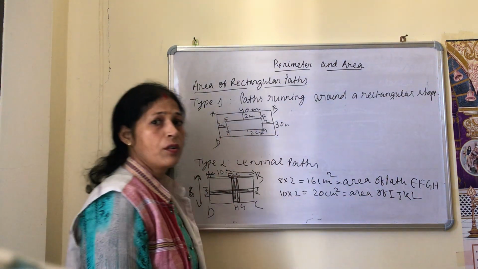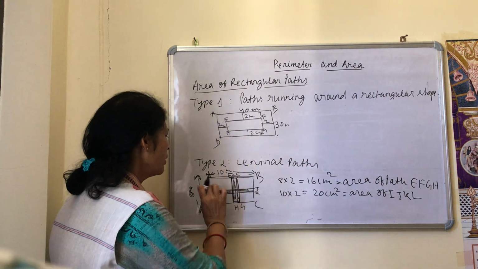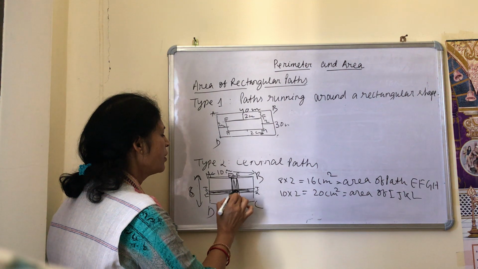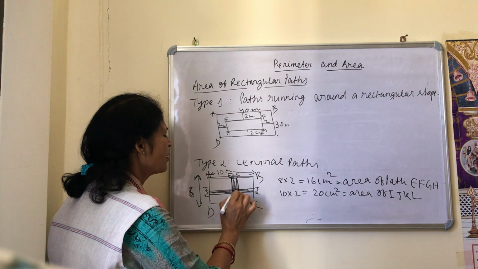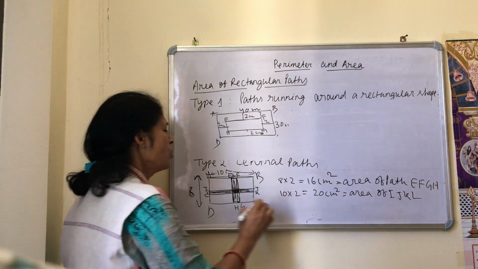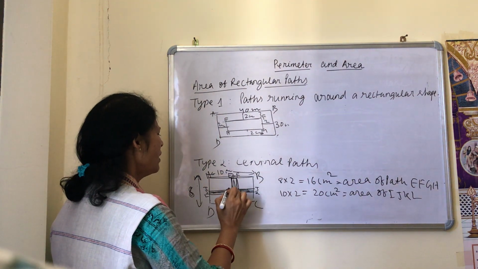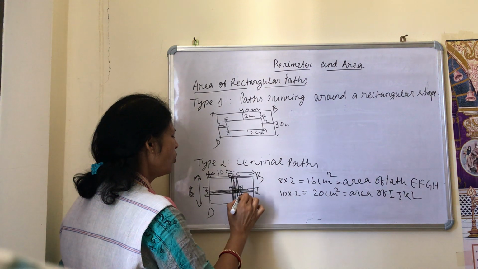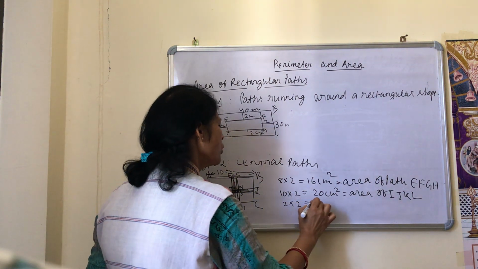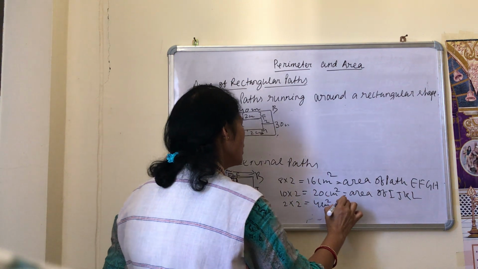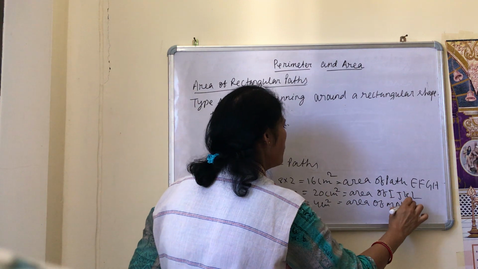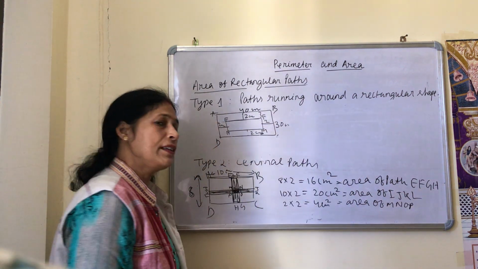IJKL. Okay, so in IJKL, the middle part, you have to subtract this one. So this is 2, this is also 2. So let it be MNOP. So 2 into 2 is 4 centimeter square is the area of MNOP. So what is the area of the path?